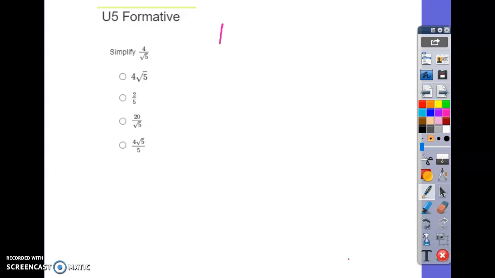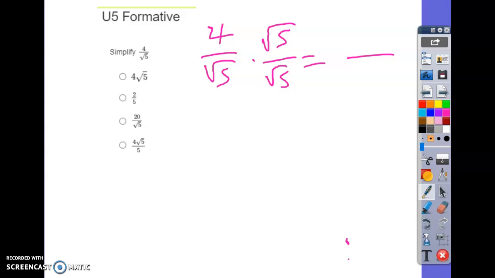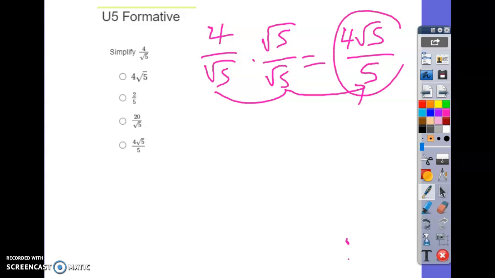And the last one, the denominator needs to be rationalized. So we're going to multiply by a special 1, square root of 5 over square root of 5. Because what happens now is my denominator is going to be a 5, because root 5 times root 5 is 5, right? That equals 5. And my numerator is just 4 root 5. So the answer is 4 root 5 over 5.